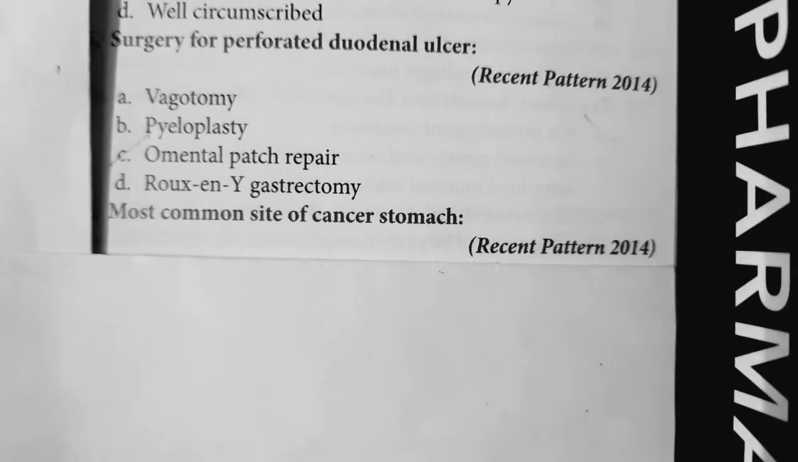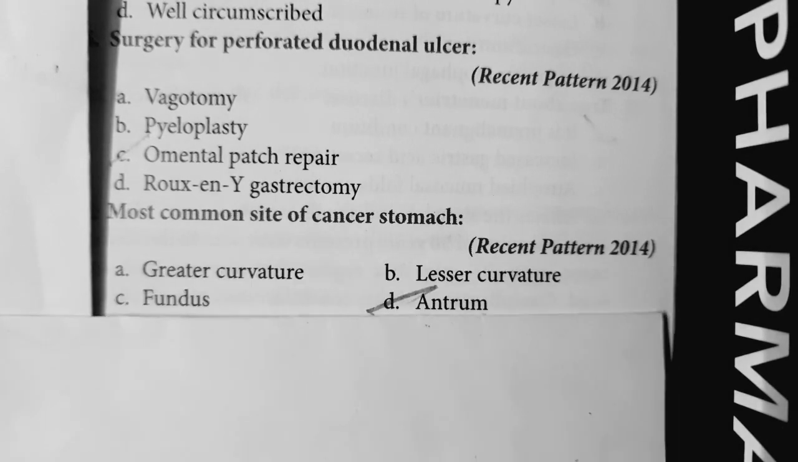Then question number 5. Most common site of cancer stomach is antrum. See, overall most common site of cancer stomach is antrum.